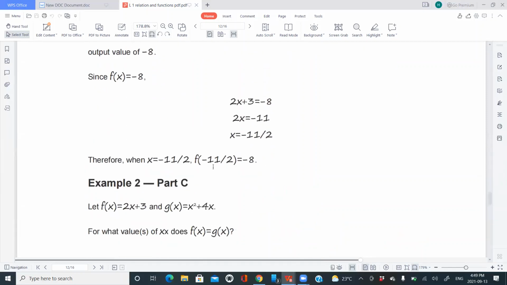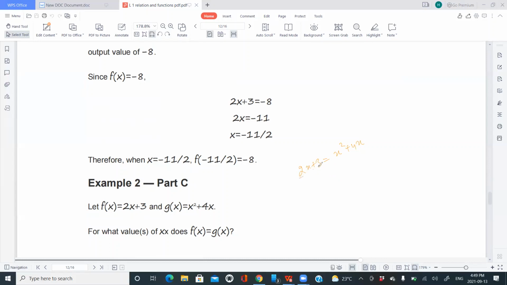So now the next part, part C. f(x) is given, g(x) is given. It said for what value of x do f(x) and g(x) equal. So for what value of x are f(x) and g(x) the same? There is an equality sign here. That means f(x), which is 2x plus 3, is equal to g(x), that means x square plus 4x, right? So we will solve it.